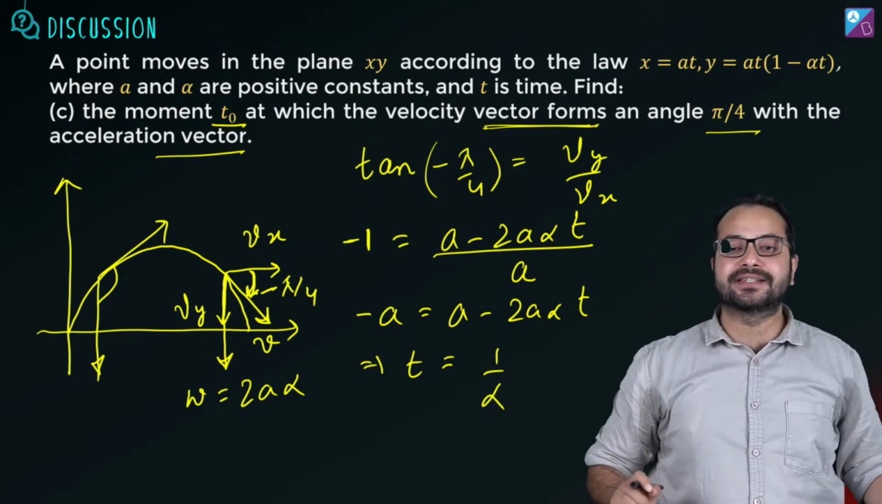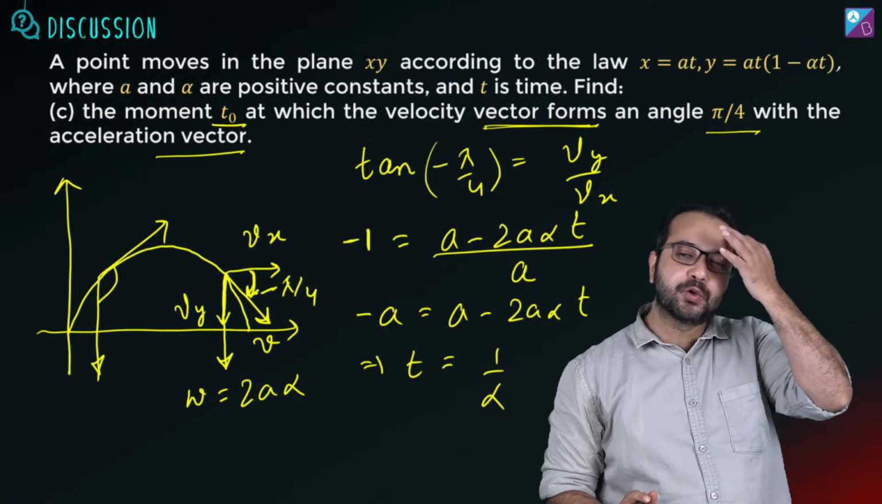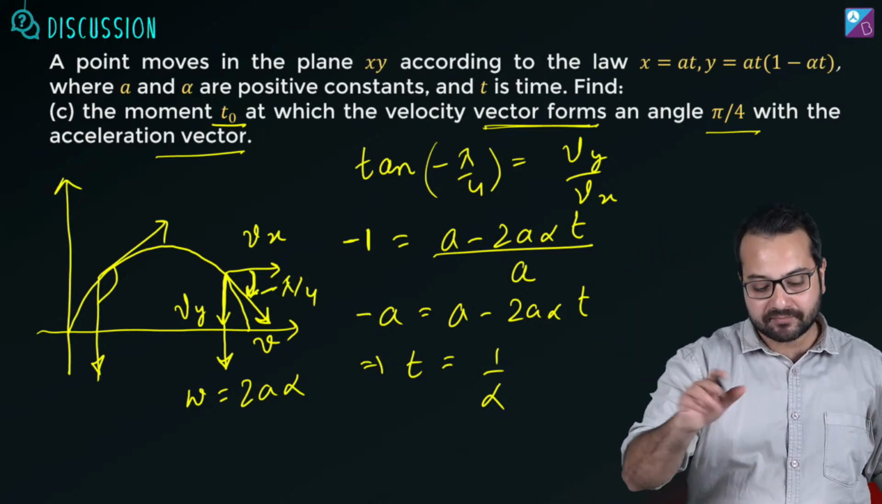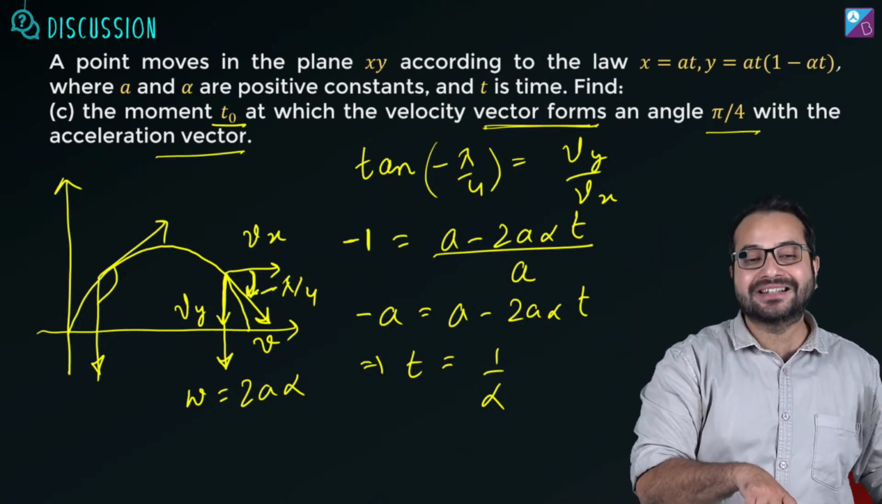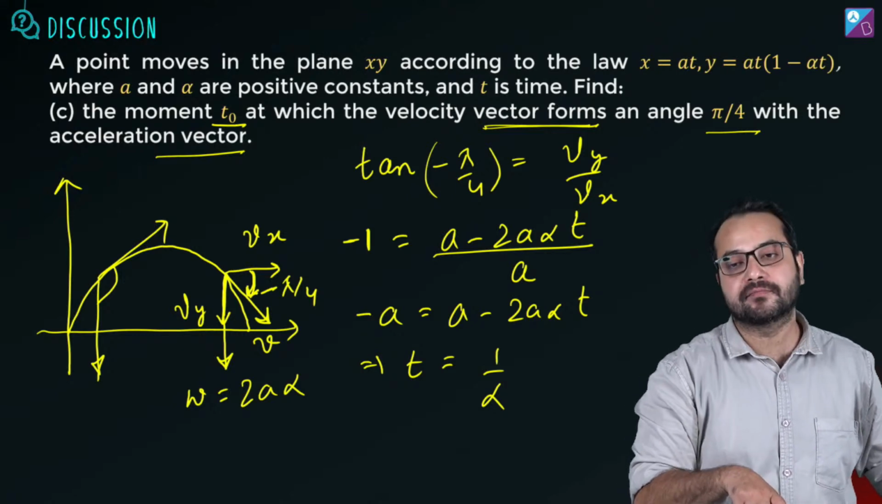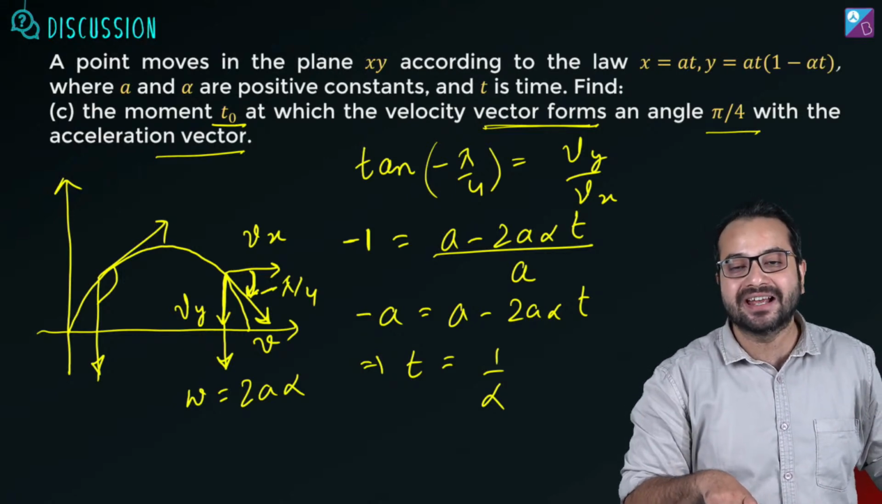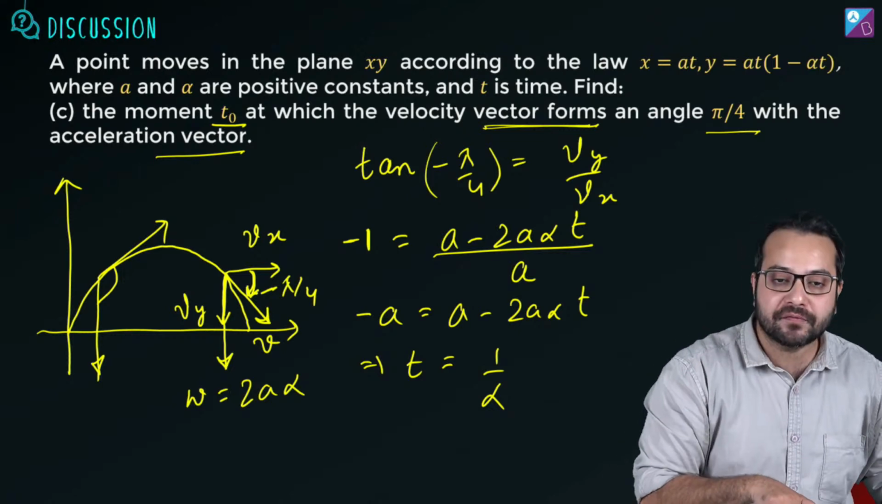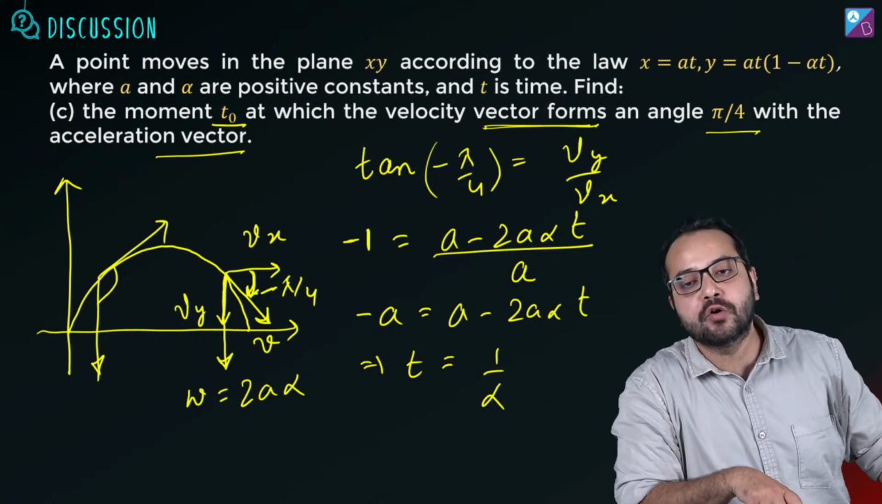So this is the conceptual error that I don't want you to make. आ रही बात समझ में? ठीक है? Now when you said that tan pi by 4 should be equal to Vy by Vx, then we should take the magnitude of Vy and magnitude of Vx. Do you agree?